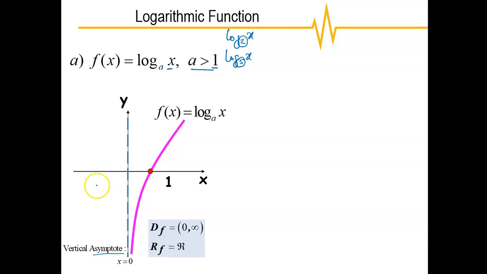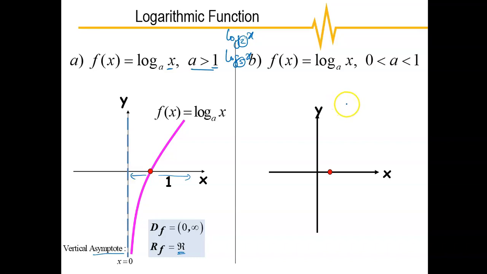Okay, and the domain, look at the graph here, the domain is approaching 0 from the right and goes to positive infinity. Okay, 0 to positive infinity, and the range, or the value of y, is all values y being mapped through the graph. So it's all real numbers.